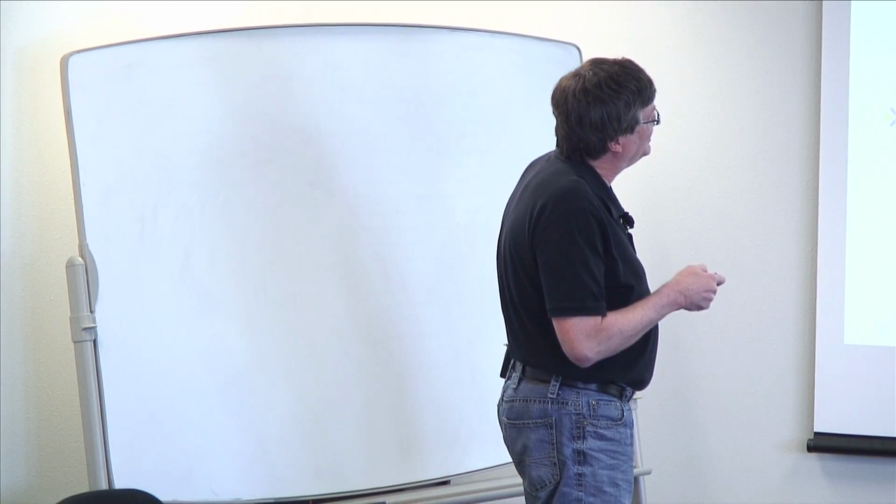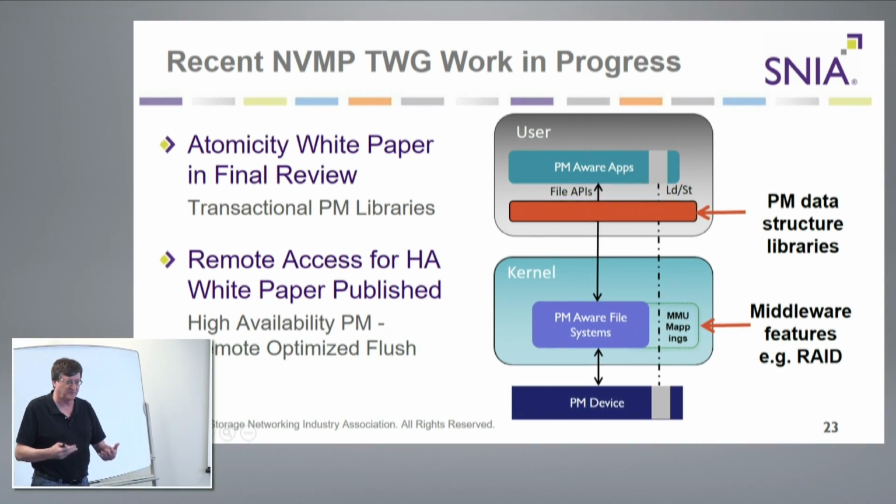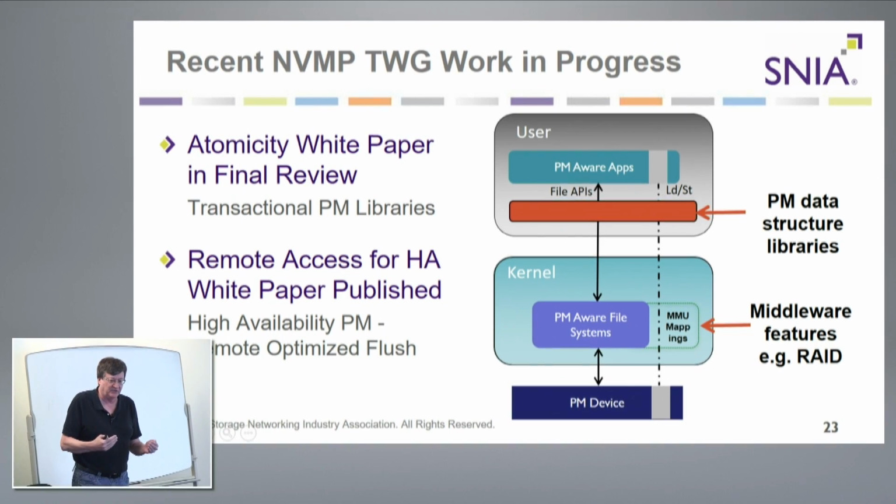Just kidding. So here's the NVM programming TWIG, the technical working group. This is work in progress stuff. So we're writing a white paper about atomicity, right, and transactional persistent memory libraries. That's a fun thing, right? And entire libraries of code which deal with persistent memory and how do you transact. In other words, you've all heard of ACID guarantees, right? How does that work with persistent memory in the face of a potential machine check, for example?